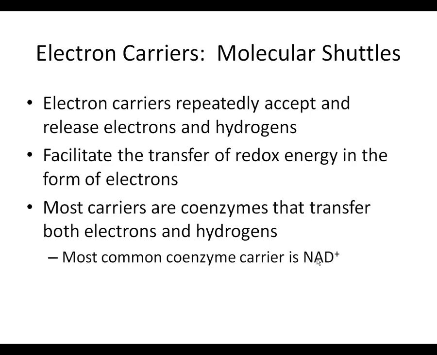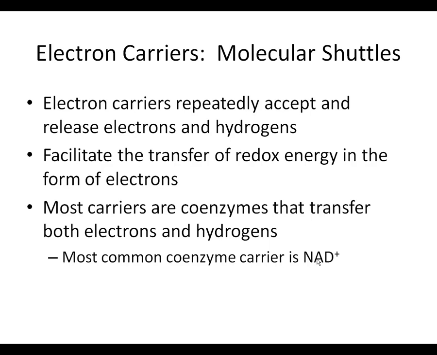We talked a little bit about coenzymes as carriers, molecular carriers, but we have these molecular shuttles, these electron carriers, that are going to be repeatedly oxidized and reduced. They're going to accept and release electrons, and sometimes even in the form of hydrogen, through a whole series of processes. These electron carriers are going to facilitate a lot of the transfer of energy in the form of oxidation reduction reactions. They're going to be passing electrons down through a series of carriers and produce energy as they go.